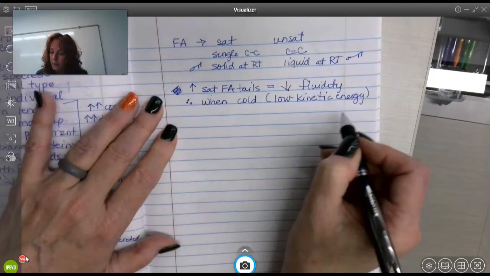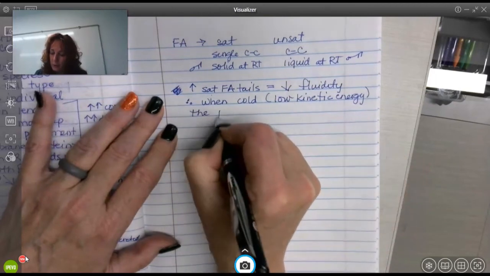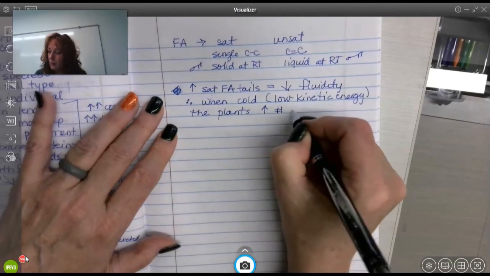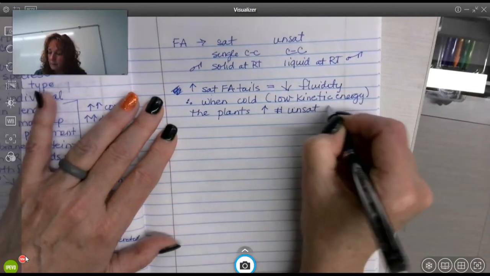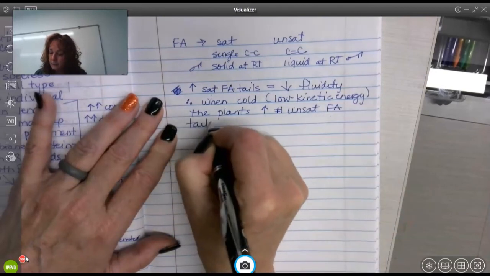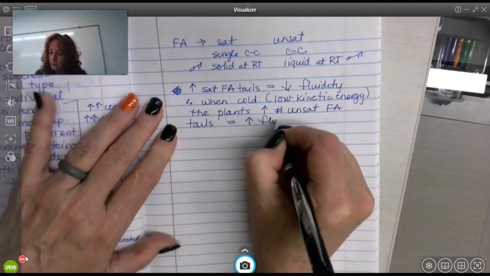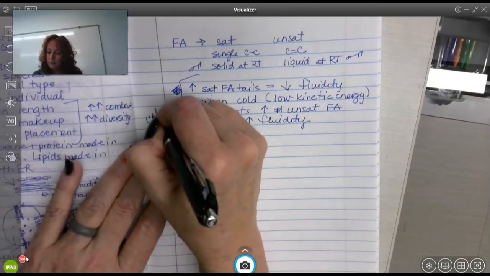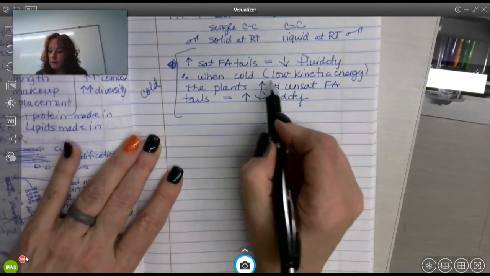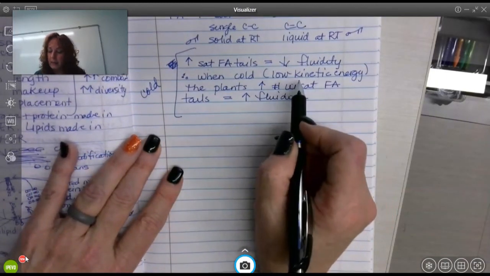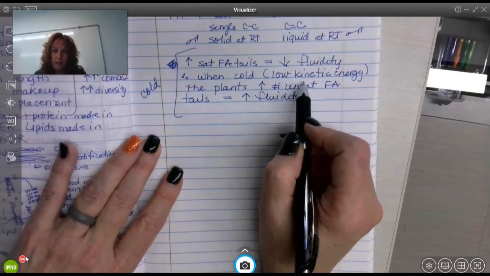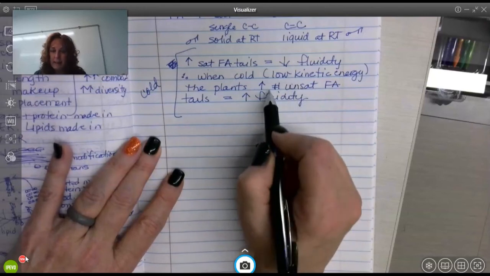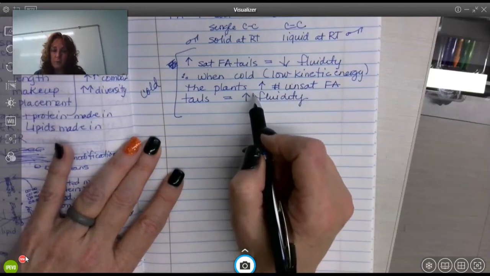So when it's cold, the plants are going to increase the number of unsaturated fatty acid tails, which is going to increase fluidity. So this is when it's cold and you're trying to deal with this low kinetic energy, which means that there's not a lot of movement in the membrane. The hydrophobic interactions between the tails are pretty strong. And it's making it more difficult for molecules to move across the membrane.